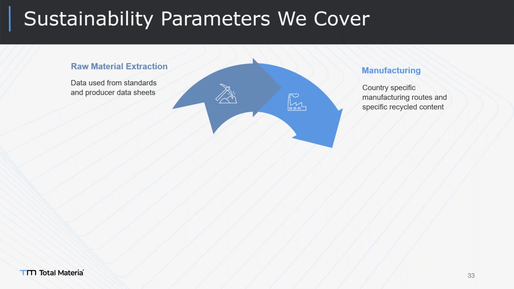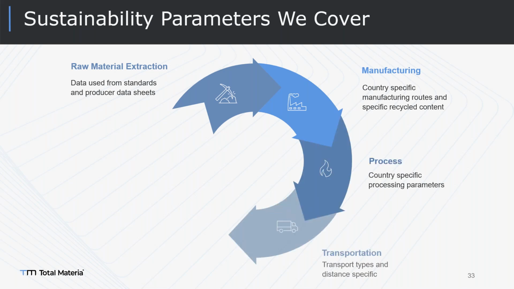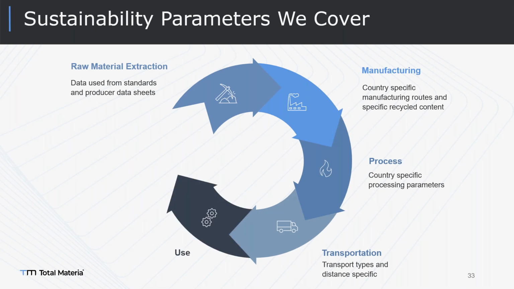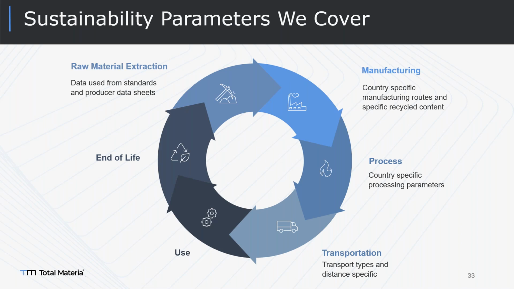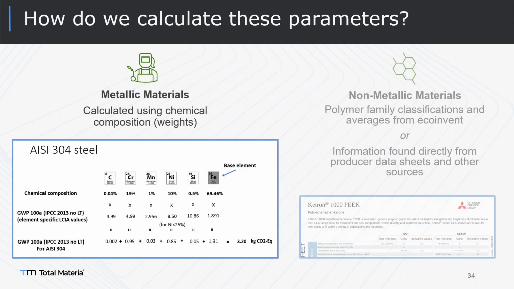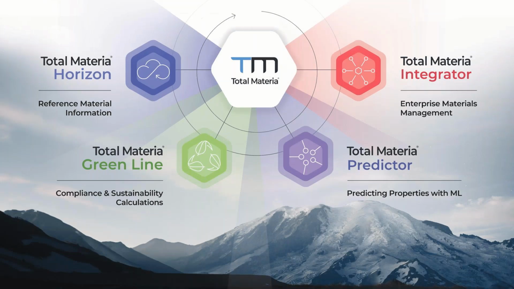You have raw material extraction, manufacturing process, and detailed process information. You can type in transportation and usage of the material and end of life of the material. So it's helping engineers find greener alternatives, and you will be able to calculate your carbon footprint accurately, right? So if you're looking for any other solution, together with Horizon, we will help you test Integrator, Predictor, or Green Line.